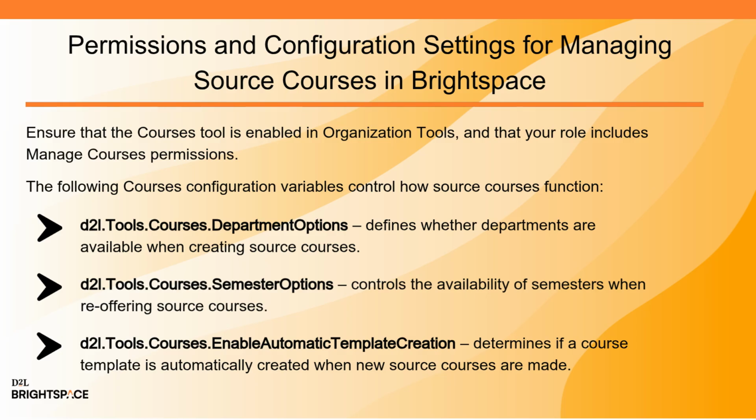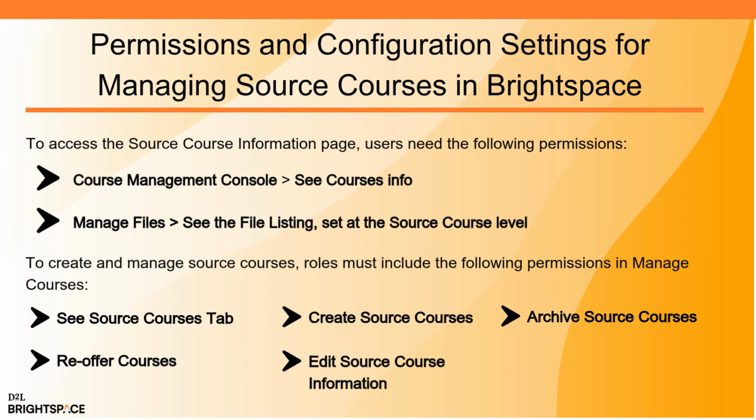Next, let's review permissions. To access the source course information page, users need the following permissions: See courses info in the course management console, see the file listing in Manage Files, and set at the source course level to be able to change the source course path on the source course information page. To create and manage source courses, roles must include the following permissions in Manage Courses: See Source Courses, Create Source Courses, archive source courses, re-offer courses, and edit source course information.